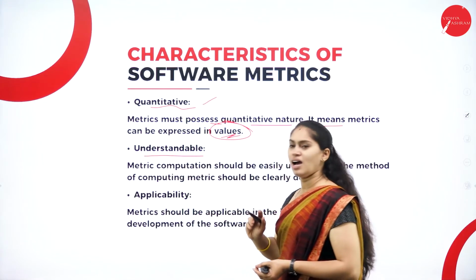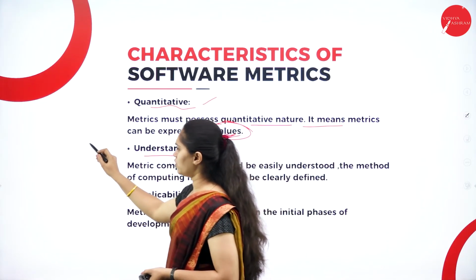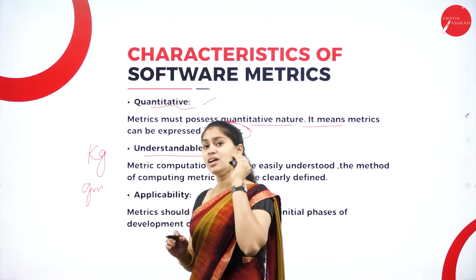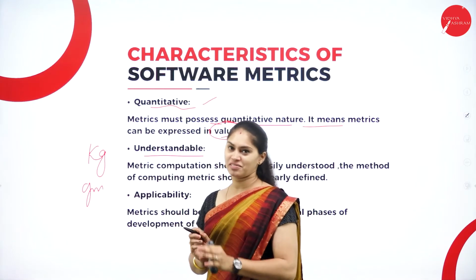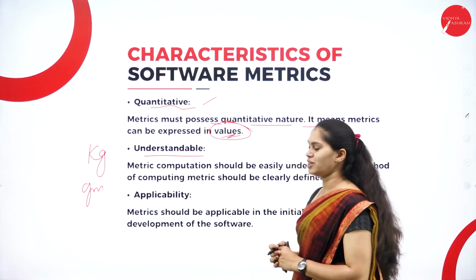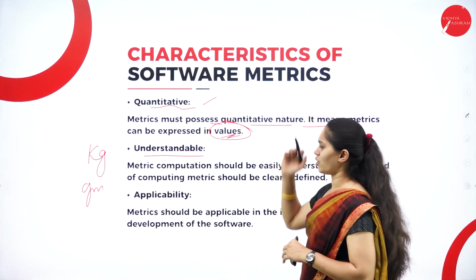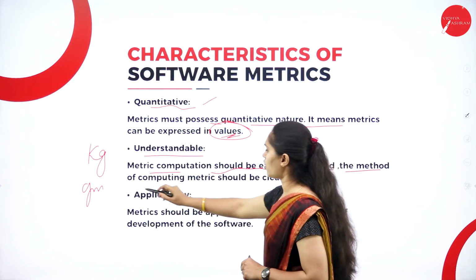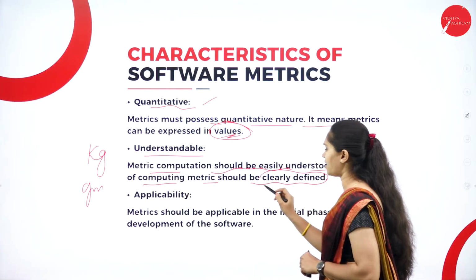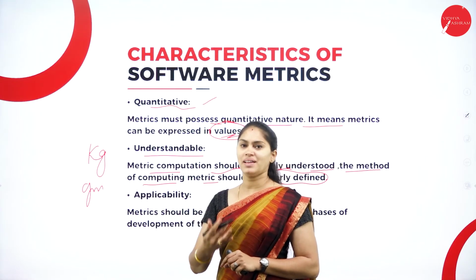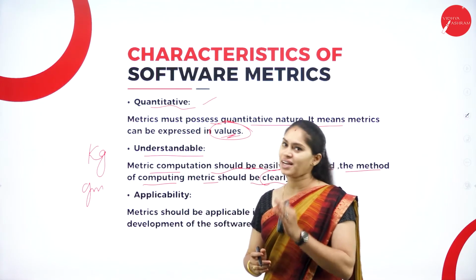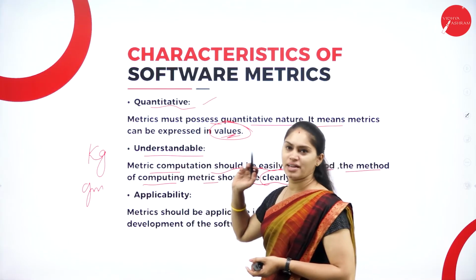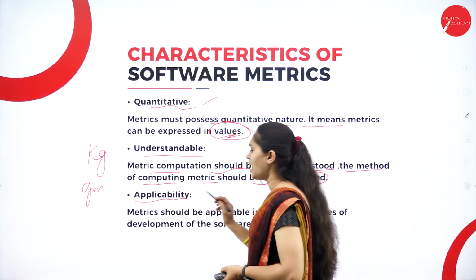And next we have understandable. For example, if I want to know whether it is in kg or grams, there must be no ambiguity. It must be very clear. It must be easily understandable to each other, to those who are having this software metric. So the metrics computation should be easily understood. The method of computing metrics should be clearly defined. So here it has to tell us the method of measuring that metric. It has to be very clear and well understood by everybody who is having this metric computation.